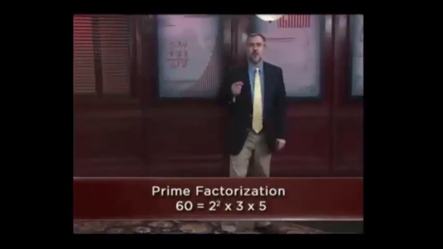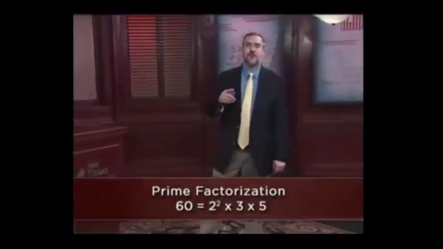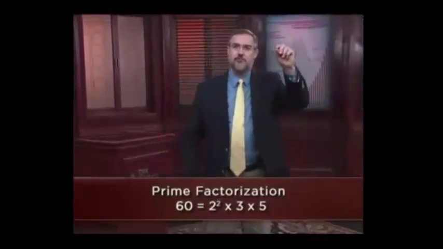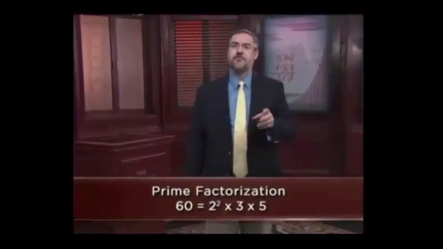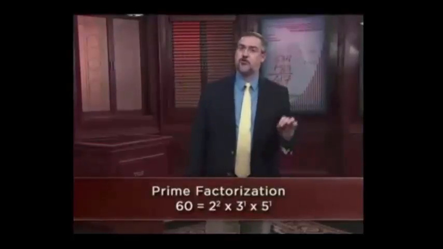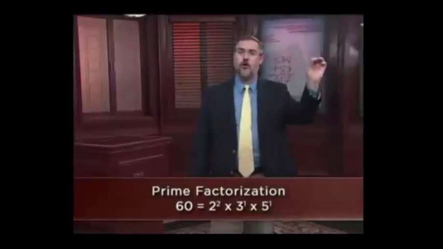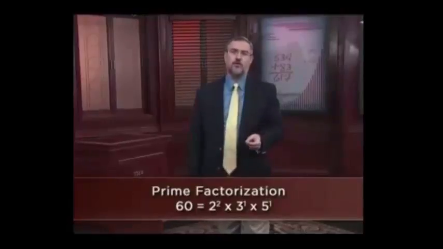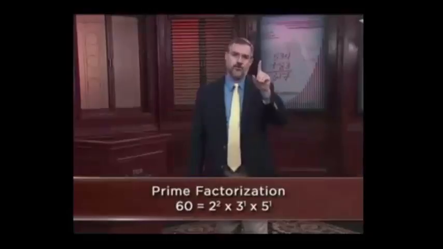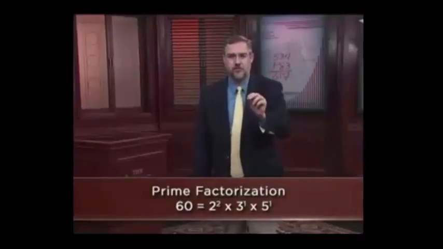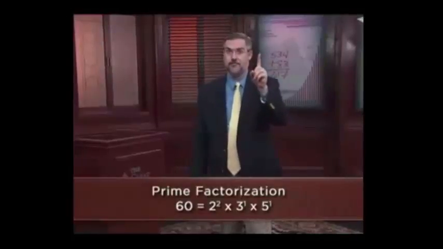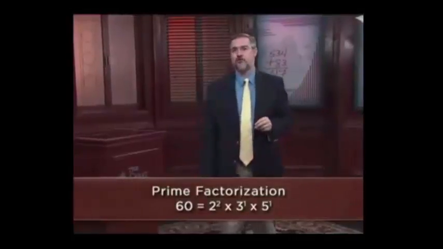Now, lastly, we typically don't write down powers of 1. Notice I have a 3 there, and I didn't write an exponent above it. But I want you to realize that I could have written this prime factorization as 2 to the 2 times 3 to the 1 times 5 to the 1. That's actually what I meant when I wrote down 2 to the 2 times 3 times 5. So don't forget, when there's no exponent explicitly written, it means that that prime is being raised to the power of 1.